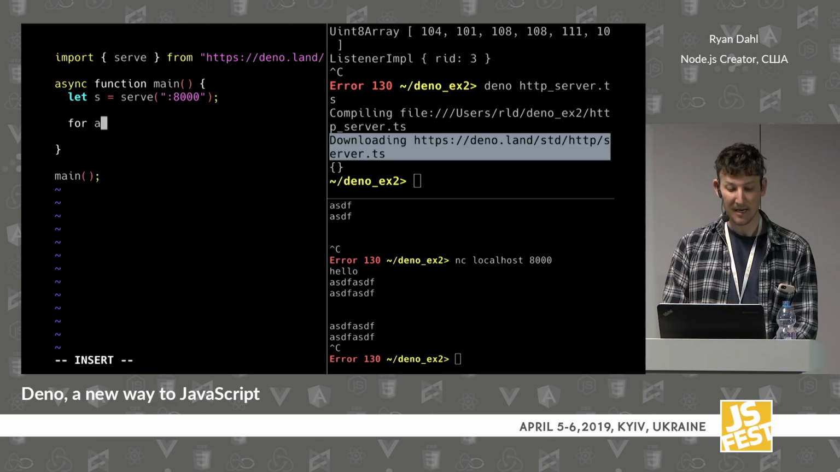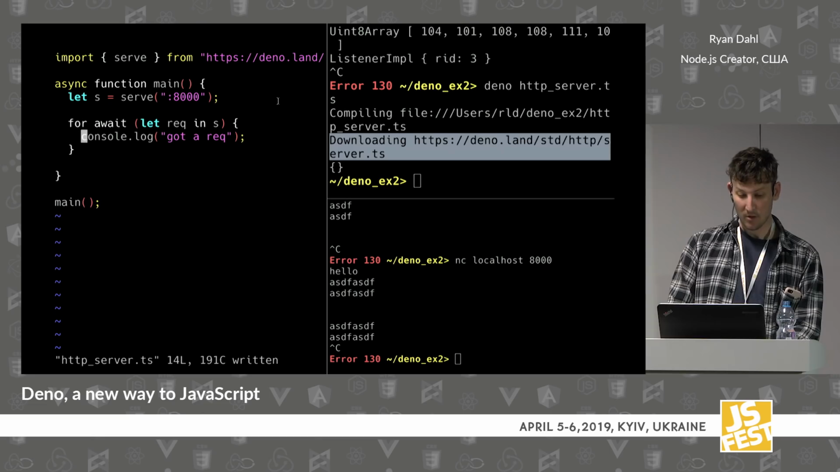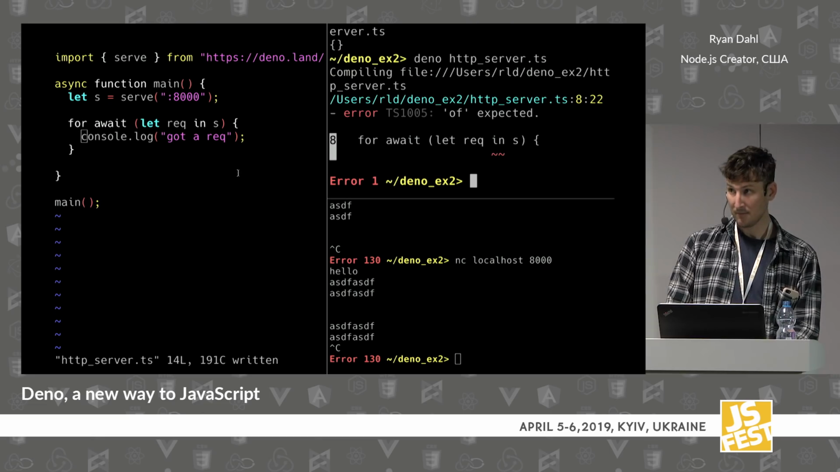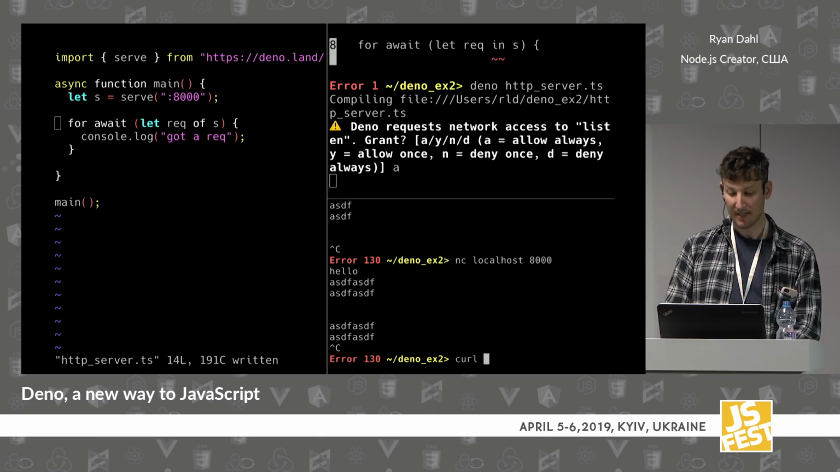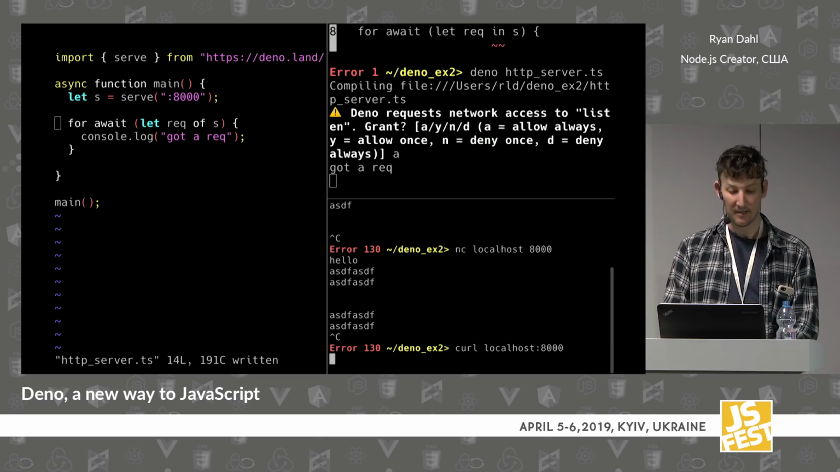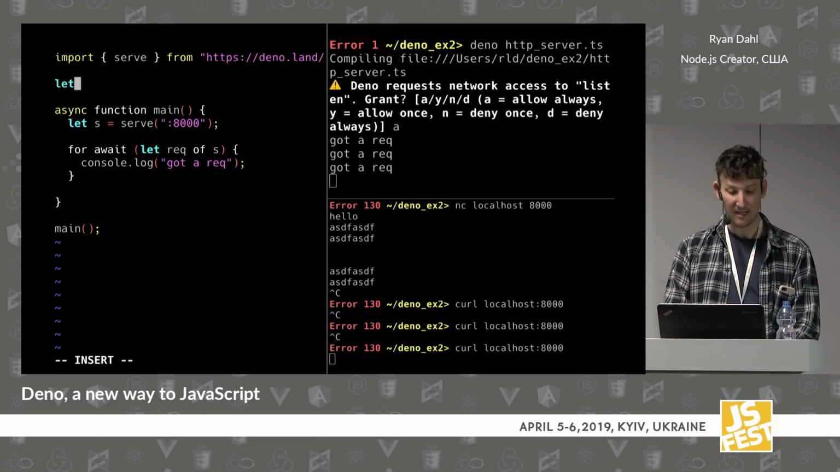So for await, this is how the web server looks in Deno. So you await a request with this for await loop. And I can console log got a request. And let's see if that works. Okay, running. Oh, yes. Okay, it hasn't printed anything. Let's curl localhost 8000. Okay, got a request. And if I cancel that, got another request. Got another request.